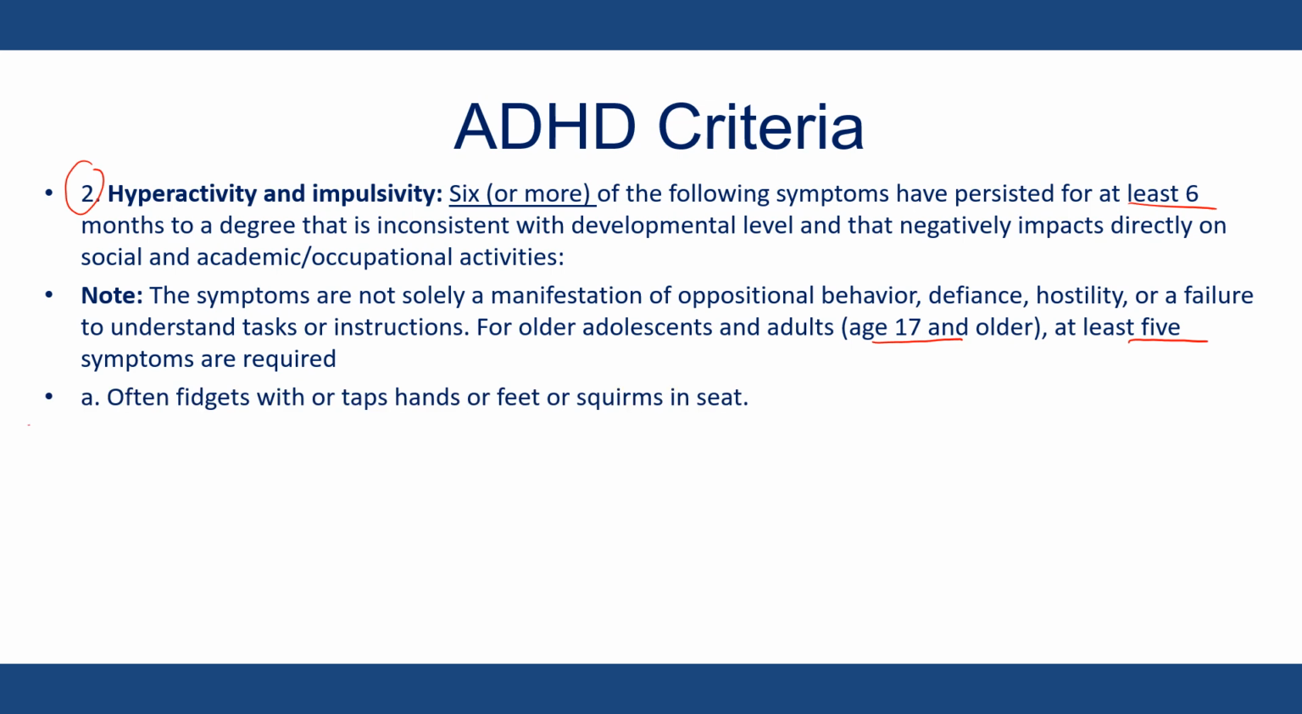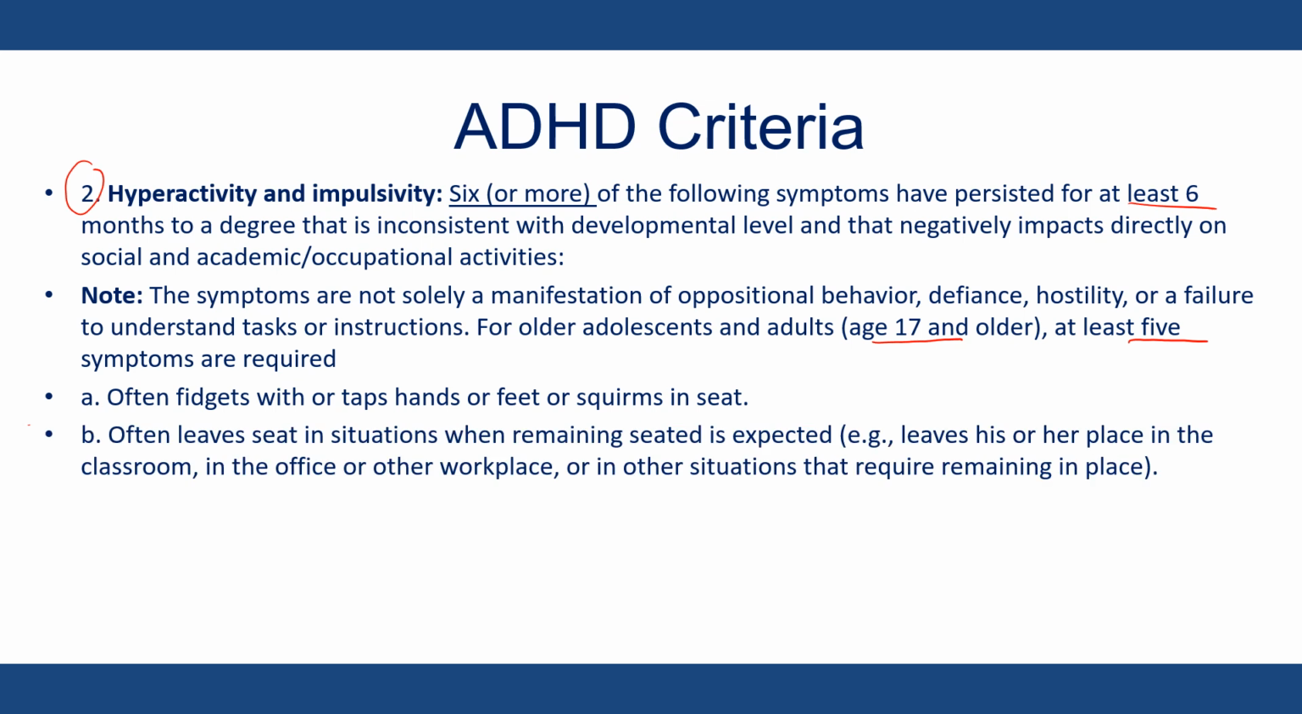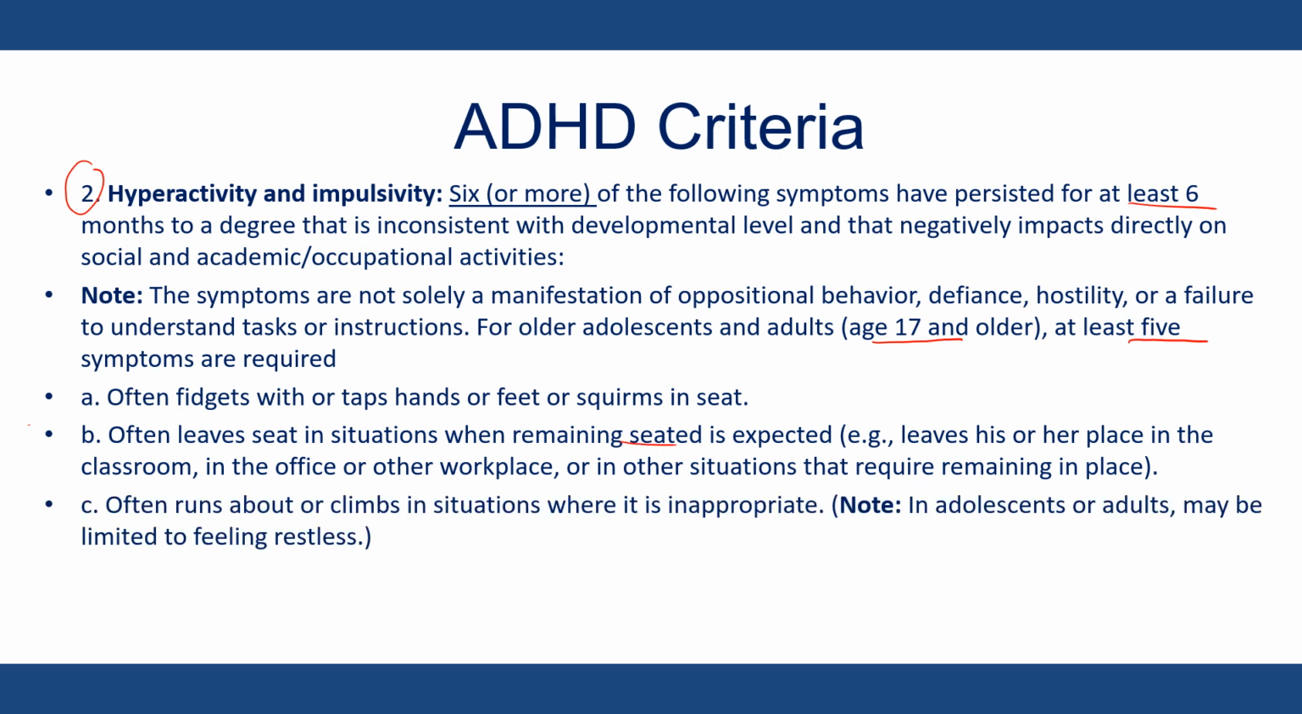So the first one is often fidgets with or taps hands or feet, can't stand still, leaves their seat in situations when they are expected to be seated, and so forth, especially in the classroom or workplace. Often runs about or climbs in situations where it's inappropriate. Often unable to play or engage in leisure activities quietly. That's the key word here.